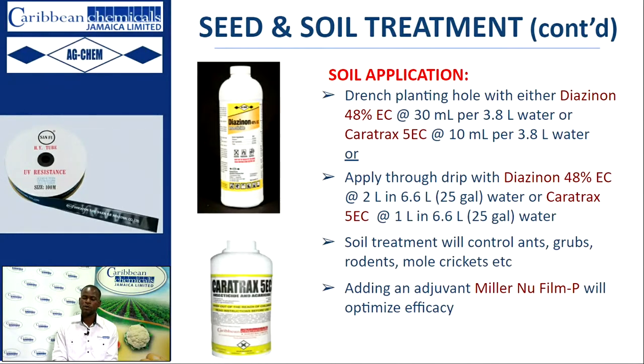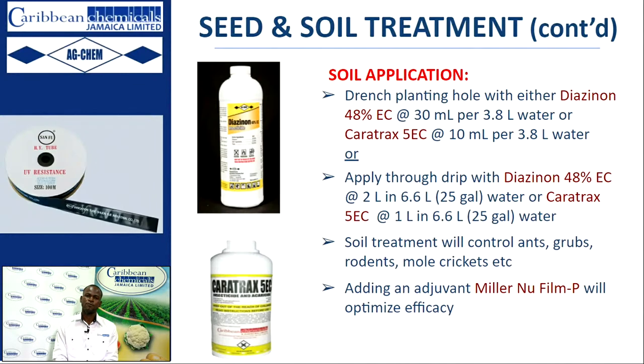You can apply this product, if you're going to do a direct drench from a spray pan, at 30 ml per gallon, which is equivalent to 2 tablespoons per gallon. And for the Caratrax, you can use it at 10 ml or 2 teaspoons per gallon. So you add the recommended rate to your water and drench over the soil surface. Or if you had created planting holes, you can drench the planting holes before planting your seeds. As I mentioned before, this will help control all of those soil-borne insects that would definitely pose a problem to your young plants coming up.